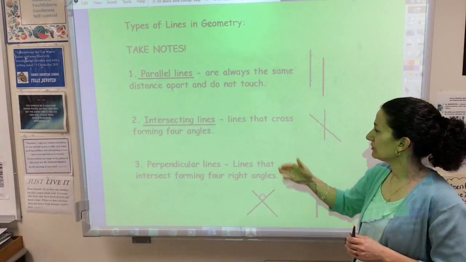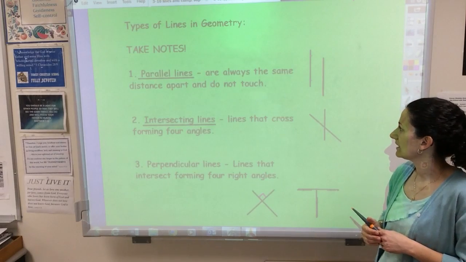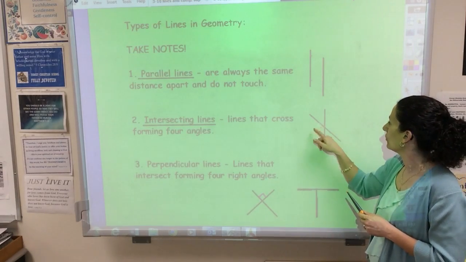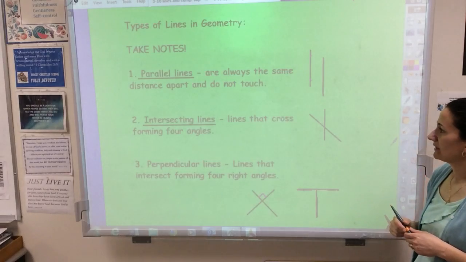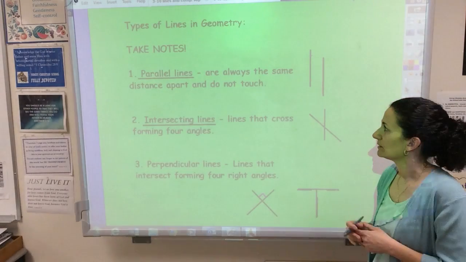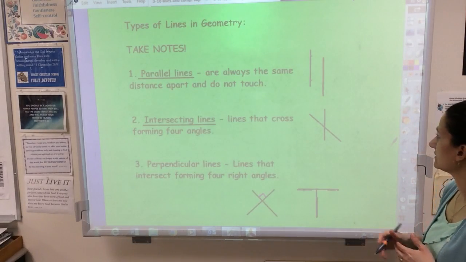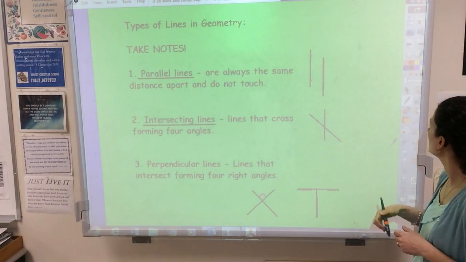Intersecting lines, another word for crossing lines. Lines that cross, forming four different angles. They cross at some point. Kind of the opposite of parallel lines, because parallel lines are never going to cross. Intersecting lines cross. They have an intersecting point.